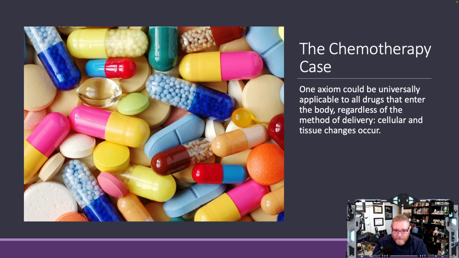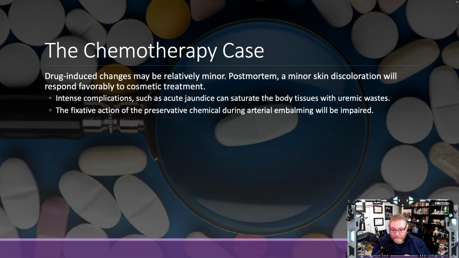One axiom could be universally applicable to all drugs that enter the body regardless of the method of delivery: cellular and tissue changes will occur. Drug-induced changes may be relatively minor. Post-mortem, a minor skin discoloration will respond favorably to cosmetic treatments. Intense complications such as acute jaundice can saturate the body tissues with uremic wastes. The fixative action of the preservative chemical during arterial embalming will be impaired.